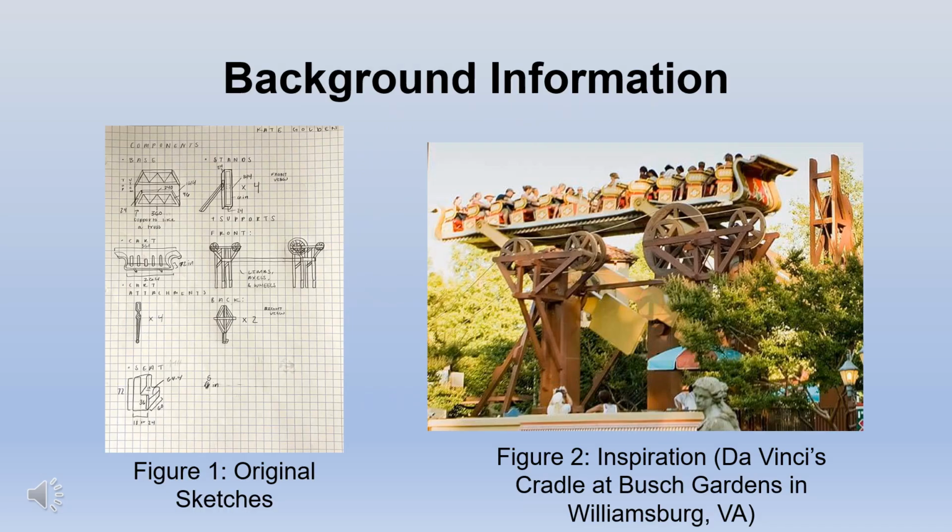Here is the context of our model. This model was heavily inspired by the amusement park ride called Da Vinci's Cradle at Busch Gardens in Williamsburg, Virginia. It is shown in Figure 2. Da Vinci's Cradle features a cart that swings back and forth, like a pendulum or a Newton's cradle.